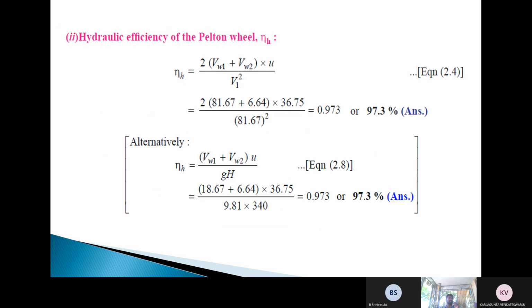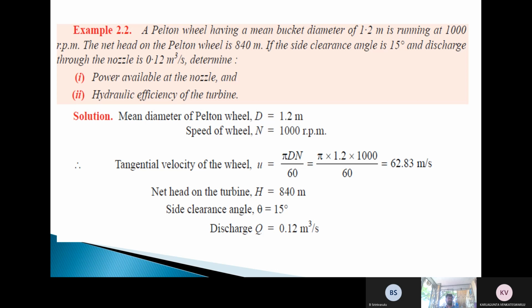Okay, next, hydraulic efficiency of the Pelton wheel. Hydraulic efficiency equal to 2 into (Vw1 plus Vw2) into U divided by V1 square. All values are substituted in this equation to calculate the hydraulic efficiency, that equal to 97.3%. Then the alternative equation is (Vw1 plus Vw2) into U divided by gH, and to calculate the hydraulic efficiency is 97.3%.